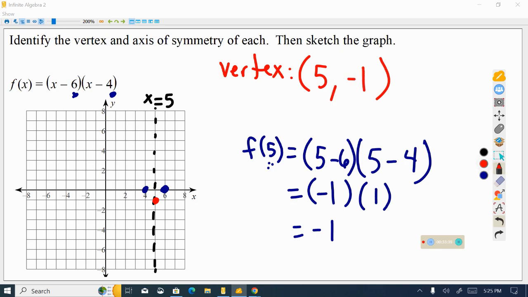So now we follow our quadratic growth. Of course, we know the axis of symmetry, we just labeled it. We know our axis of symmetry is x equals 5.